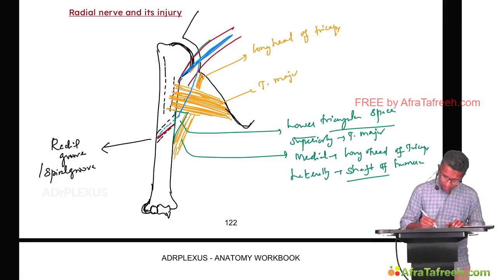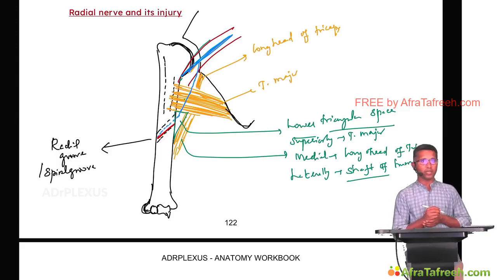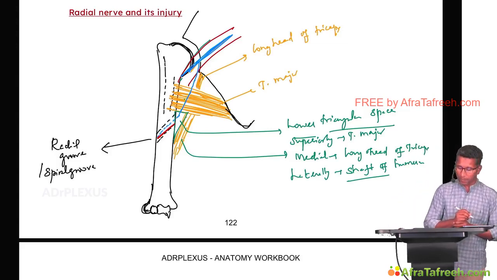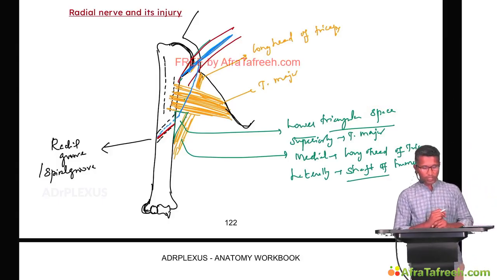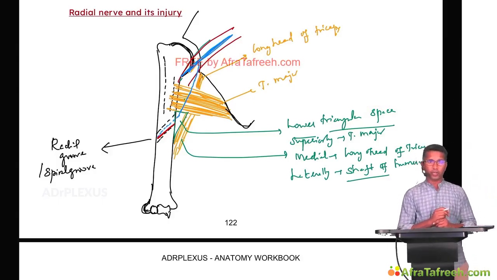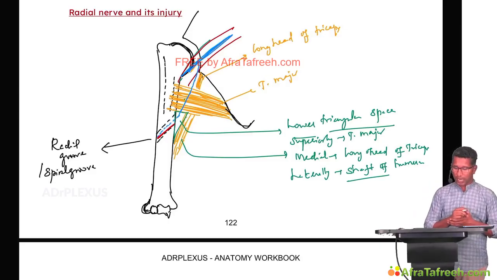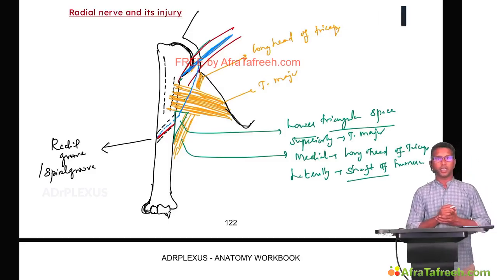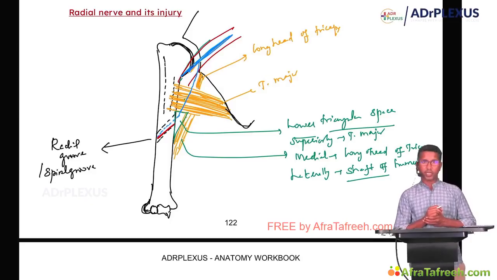Can anybody tell me what is the artery which is accompanying the radial nerve in the spiral groove called? Anybody? Yes guys, I hope you are listening. Okay, so when the radial nerve runs in the spiral groove, what is the artery that is accompanying the radial nerve in the spiral groove called?